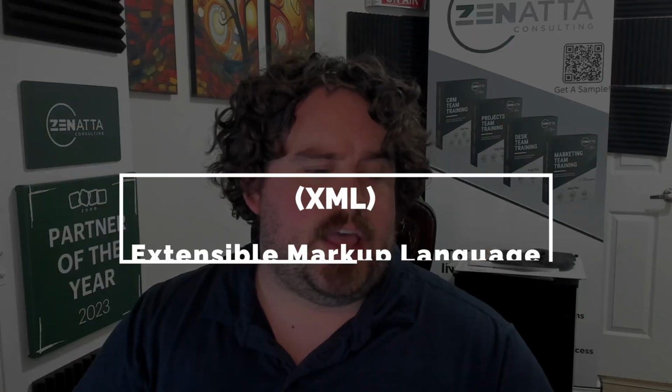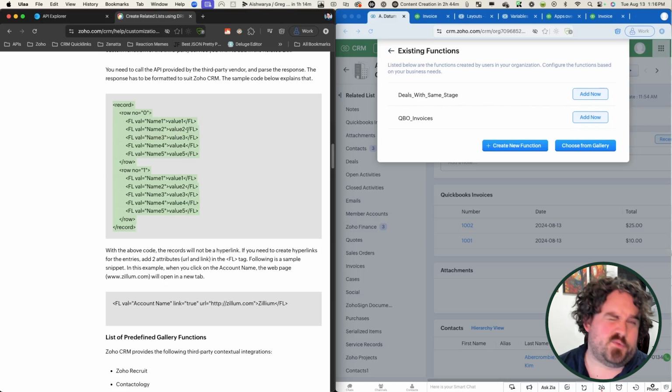It's through something called XML, which is also known as an extensible markup language. That's just the particular language that Zoho is using for these custom related list functions, and this is what we're going to leverage here. So if we look over here, you can see that you open and close your list with a set of record tags, and then every row that you want represented on your table, you need to start with a row tag, and then the number that that row should appear in the order of the table.